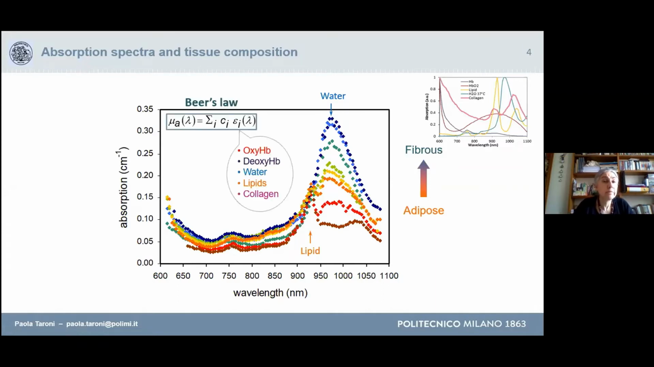This can be quantified. We measure the absorption coefficient mu sub A as a function of wavelength. We know the extinction coefficient, the specific absorption of each constituent, and we can estimate their concentration. And we do that for oxyhemoglobin, deoxyhemoglobin, water, lipid, and collagen.